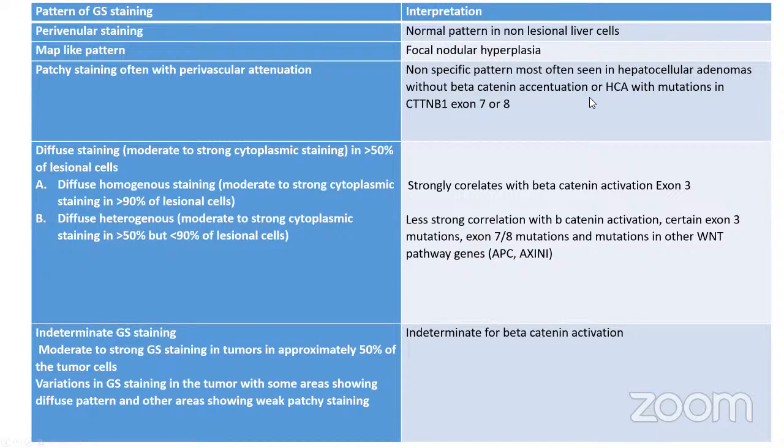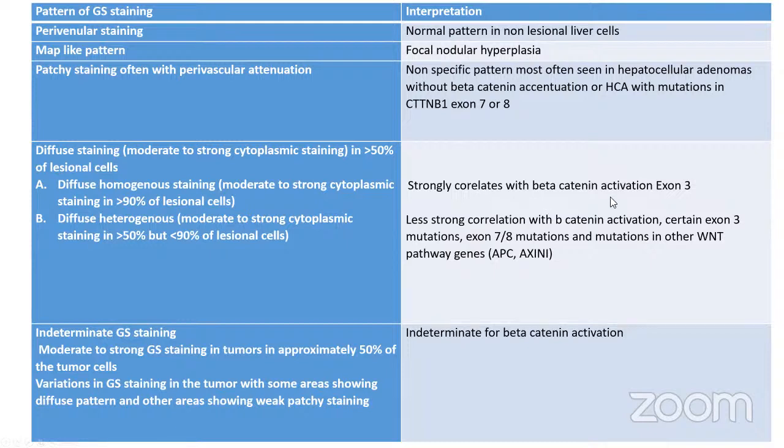This is a non-specific pattern, and it's most often seen in hepatocellular adenomas without the beta-catenin activation, or with mutations of exon 7 and 8 of beta-catenin. So this type of pattern is the one which can be confused with an FNH. Then there is diffuse staining. Diffuse staining can be of two types. It can be diffuse homogeneous staining.